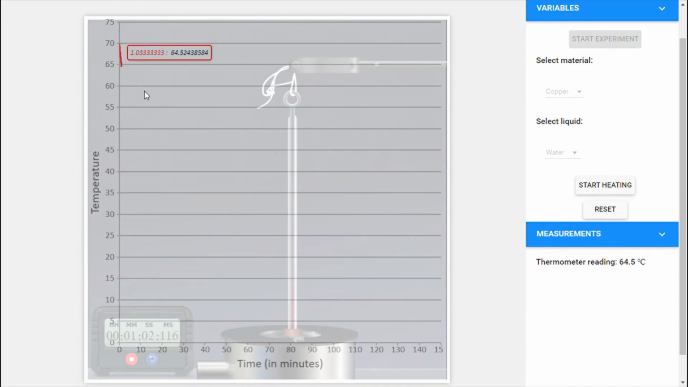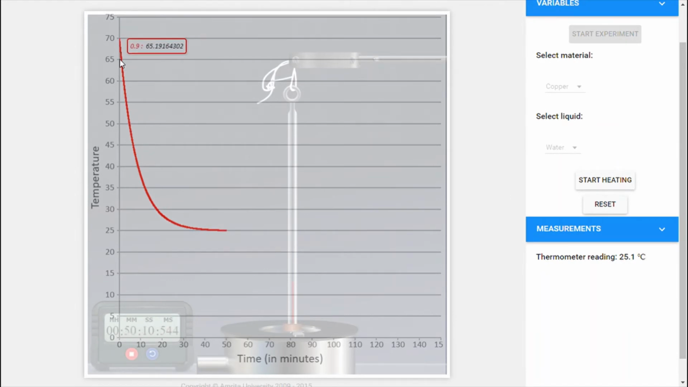And as we stop, the cooling process starts. We can see the rapid decrease in temperature with time. But as time goes by, the decrease in temperature slows down. This shows the process of Newton's law of cooling. We will note down the readings of temperature at certain time periods for later.